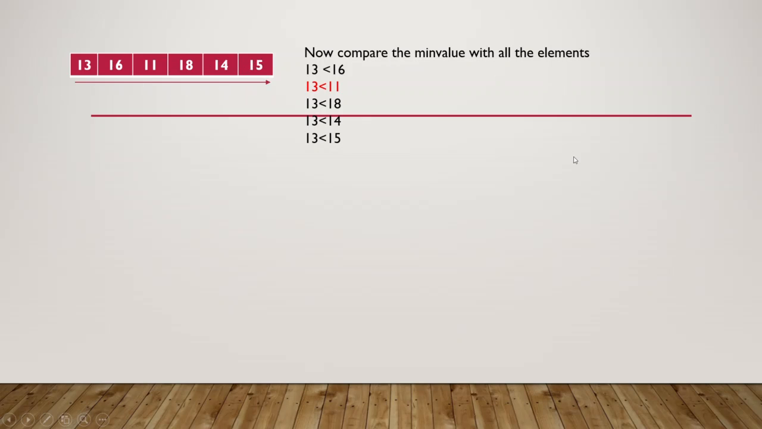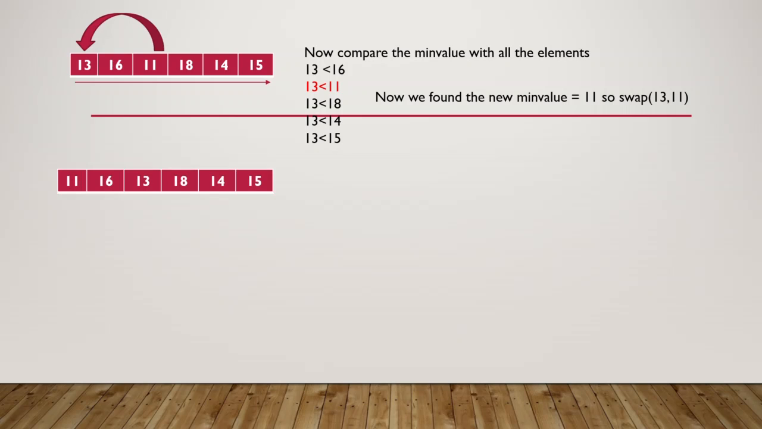Now compare the min value with all the elements. So we'll be comparing: is 13 less than 16, 13 less than 11, 13 less than 18, 13 less than 14, 13 less than 15. Now we know that 11 is less than 13, so 11 is the least element. So now we have found the new min value, that is 11. We'll be swapping 13 and 11. So 11 becomes the first least value in the list.